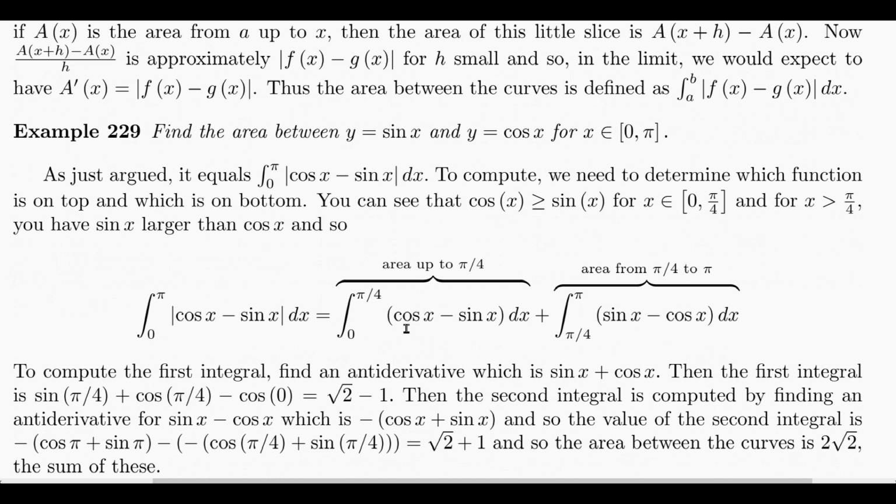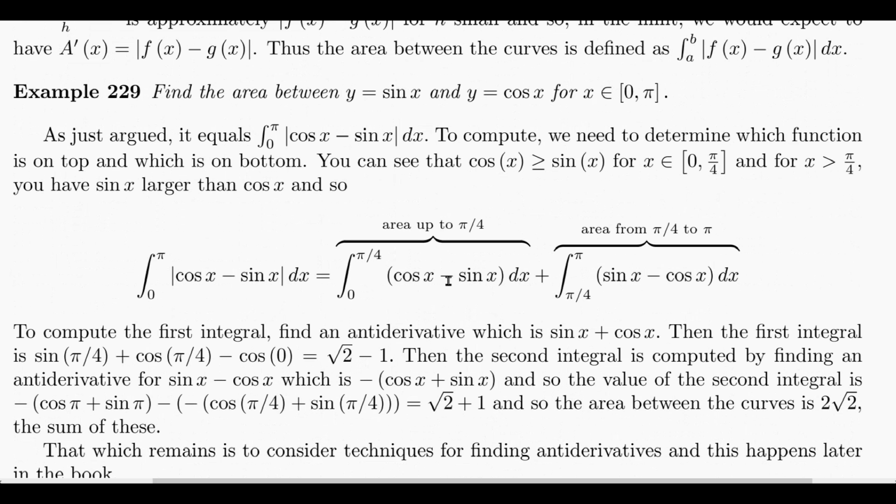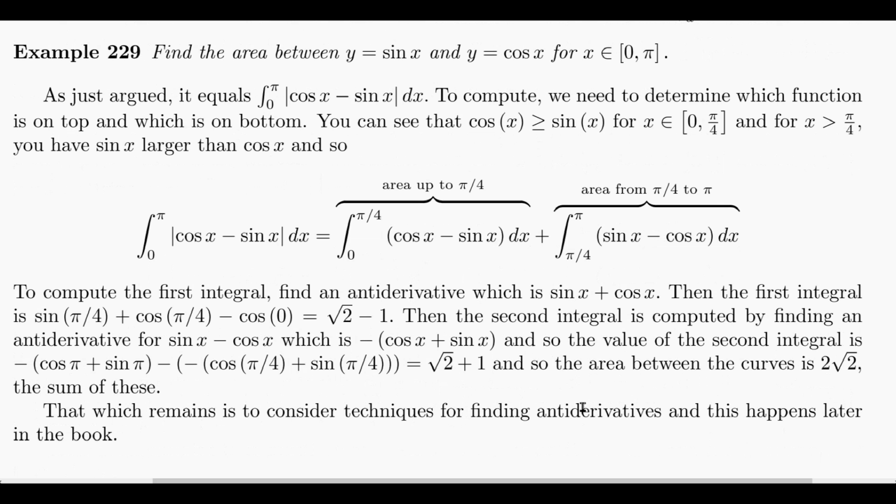So all I have to do is compute these. Well, I know antiderivatives. This would be sine of x plus cosine of x would be an antiderivative for this integrand. That's what this is called. So then I would plug in the endpoints, subtract, and I get this is the area up to pi fourths. And the second integral I can compute the same way. An antiderivative is negative the quantity cosine x plus sine x. So when I plug in the endpoints and subtract, I get this. So the total area is the sum of these two. And that gives me 2 times the square root of 2.